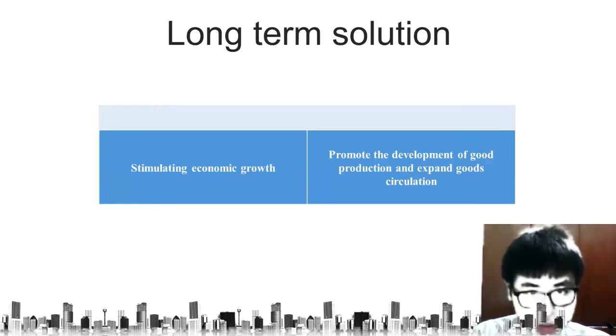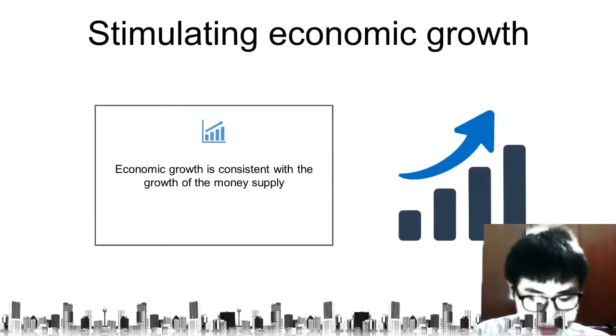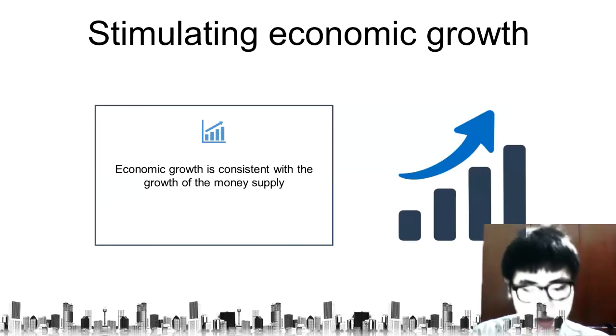Now we move to the long-term solution. Along with the immediate measures, countries also use strategic measures to affect the long-term development of the economy and make the monetary base stable and sustainable. The first is stimulating economic growth. If economic growth is consistent with the growth of the money supply, inflation may not occur when the other factors are also in balance.